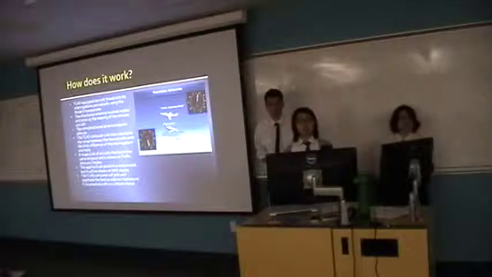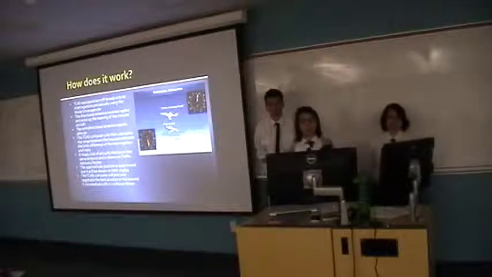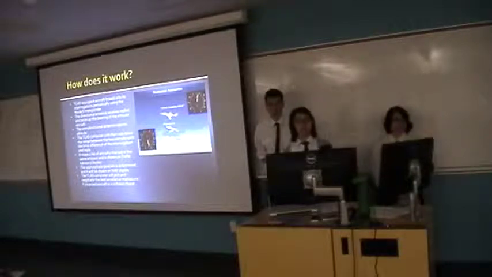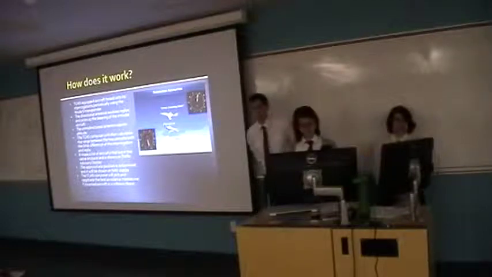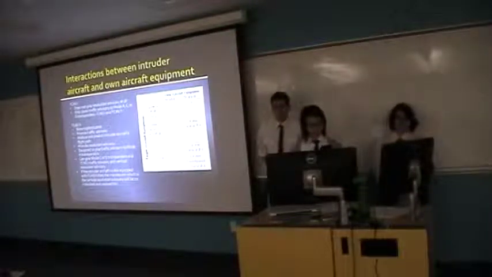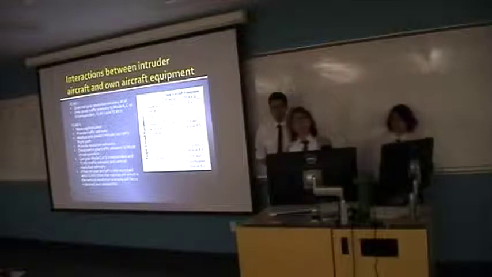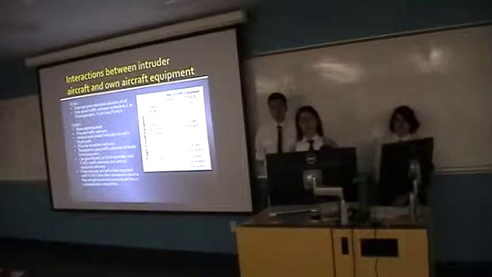Then it will map a list of aircraft that are in the same airspace, and it is shown on the traffic advisory display. The approximate position is then determined and shown on the nav display. The TCAS computer can pick and negotiate the best avoidance maneuver if a tracked aircraft is a collision threat. So these are the interactions between the intruder aircraft and your own aircraft equipment.